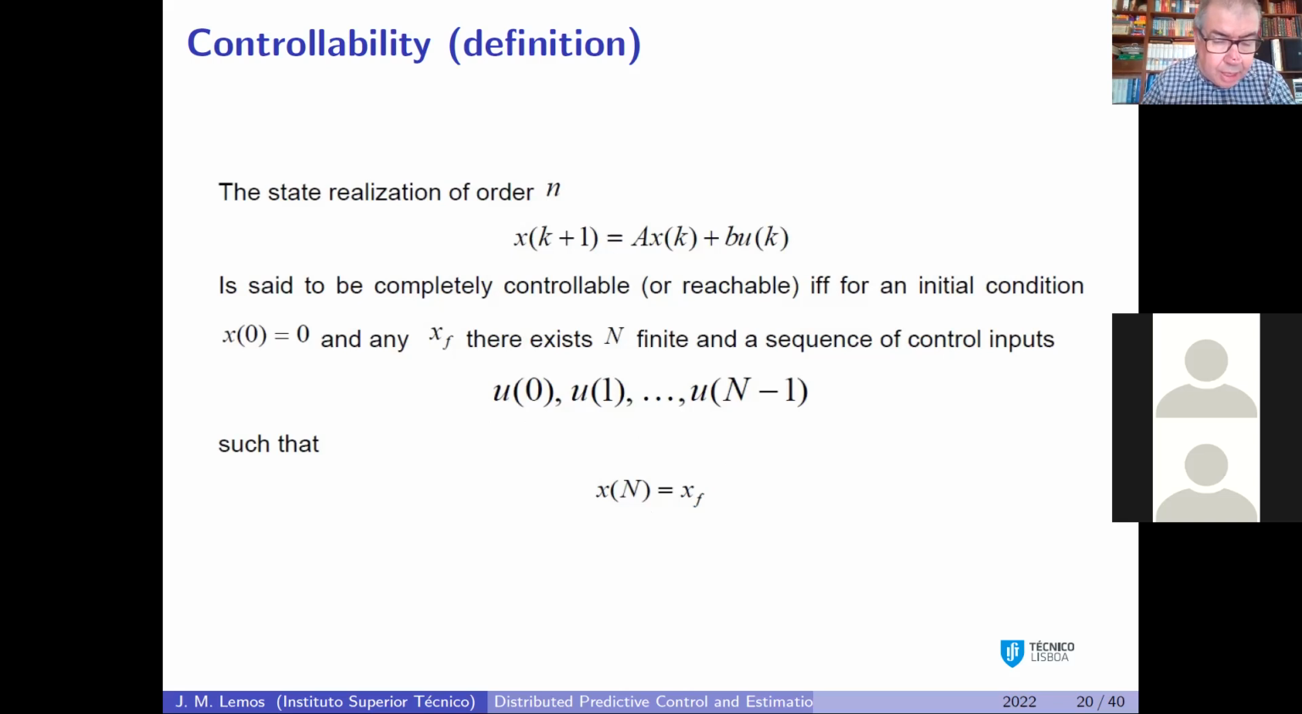So this means that the model is controllable if, starting from the origin, you can reach any point in the state space by selecting a sequence of control inputs. Now, how can I find in practice whether the pair A, B is controllable?